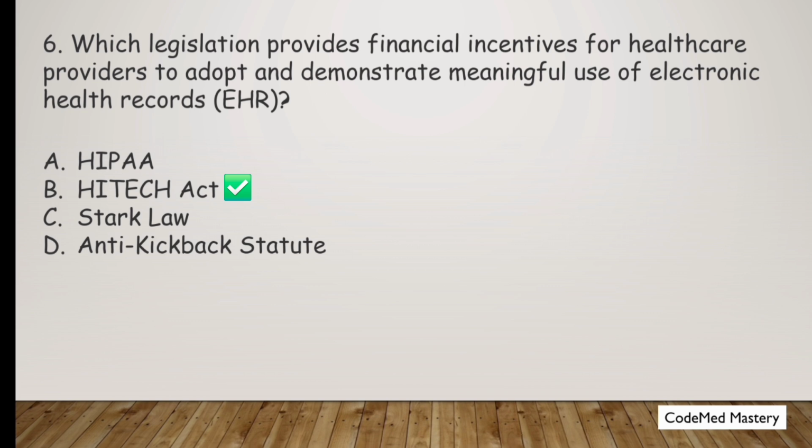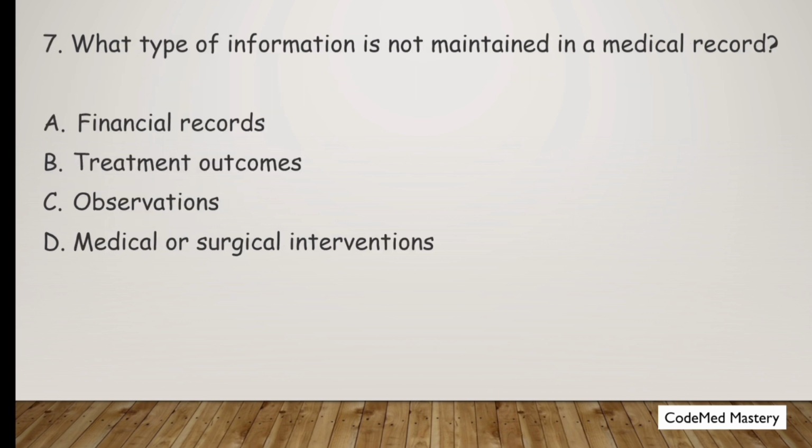Option A, HIPAA, is incorrect because HIPAA focuses on protecting health information, not promoting EHR adoption. Option C, Stark Law, is incorrect because it addresses physician self-referrals, not EHR incentives. And option D, Anti-Kickback Statute, is wrong because it prohibits offering or receiving payment for patient referrals unrelated to EHR adoption.